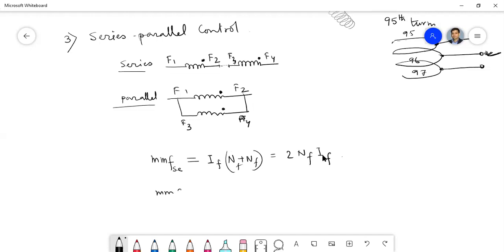And for the parallel, the current will be divided into half: I_F by 2 in each, if this is I_F. So it will be I_F by 2 N_F plus I_F by 2 N_F. So it will be N_F I_F.